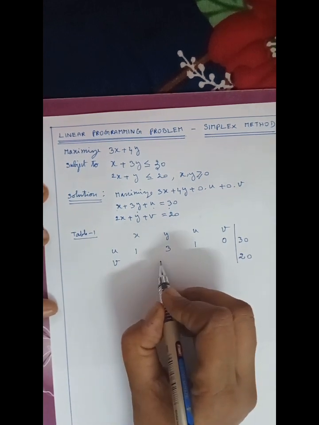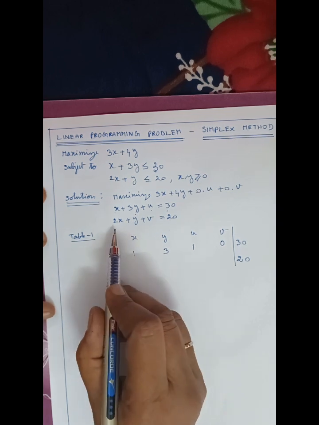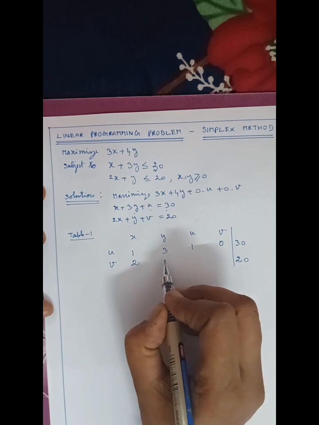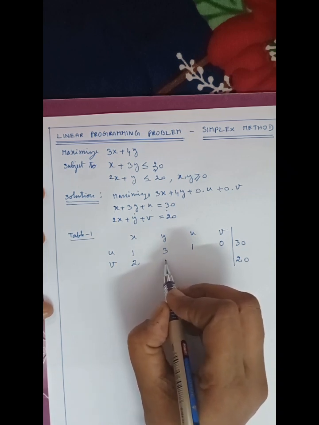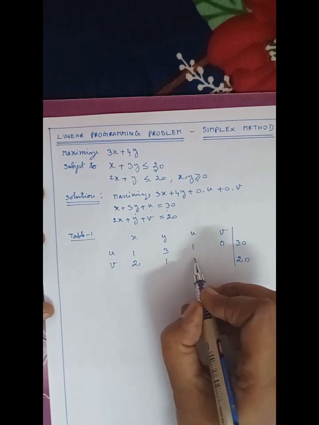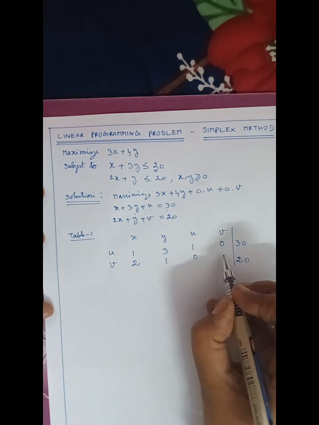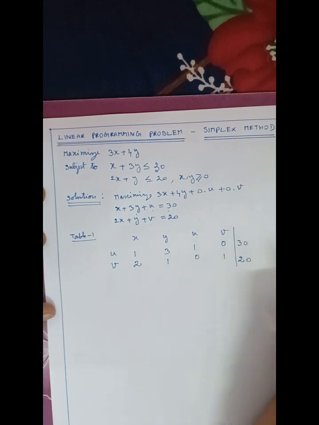Now in the next row, the second constraint is going to be represented. Coefficient of x is equal to 2, so we are writing 2 here. Coefficient of y is 1, so we are writing 1. Coefficient of u, there is no u term in the second constraint, so it is written as 0, and coefficient of v is 1.